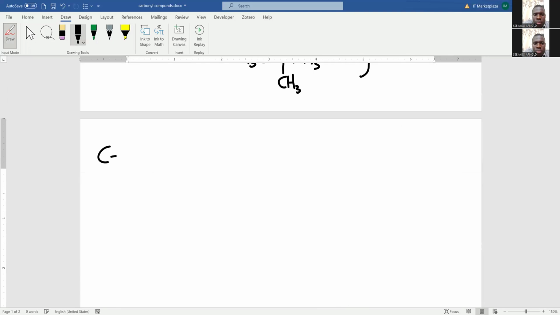isomers, I have C5H10O. Here, isomers define the position of the functional group. So I can have CH3, CO, CH2, CH2, CH3. You see, the functional group in this case, CO, is at position 2. This is 1, this is 2.